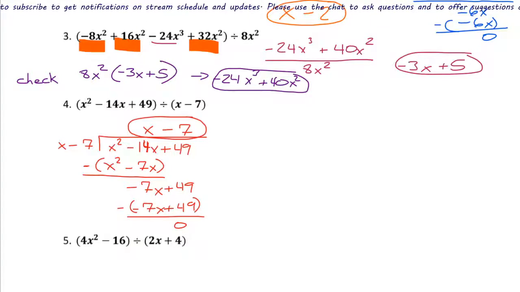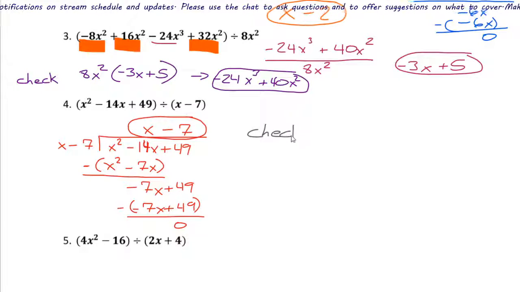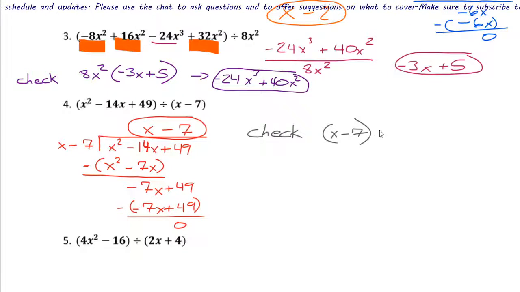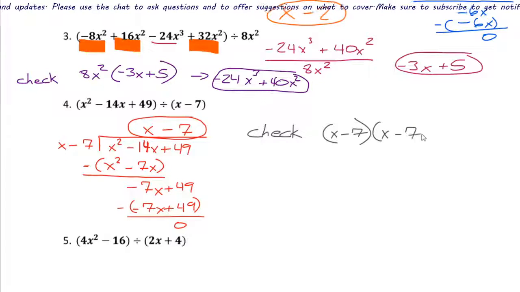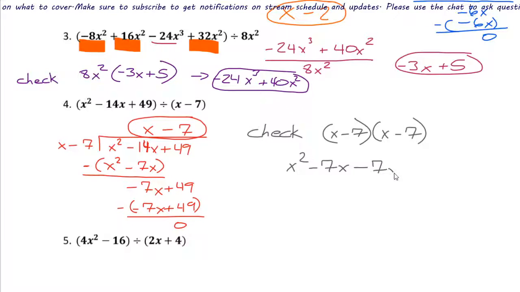And if I wanted to do my check, you take what our divisor was, so x minus 7, and we're going to multiply it by our answer, x minus 7, and then we're just going to FOIL. So first, x times x is going to be x squared. Then we're going to do outer, so x times negative 7 is going to be negative 7x. Then we're going to do inner, so negative 7 times x, just going to be negative 7x. And then last, negative 7 times negative 7, so that's going to be positive 49.